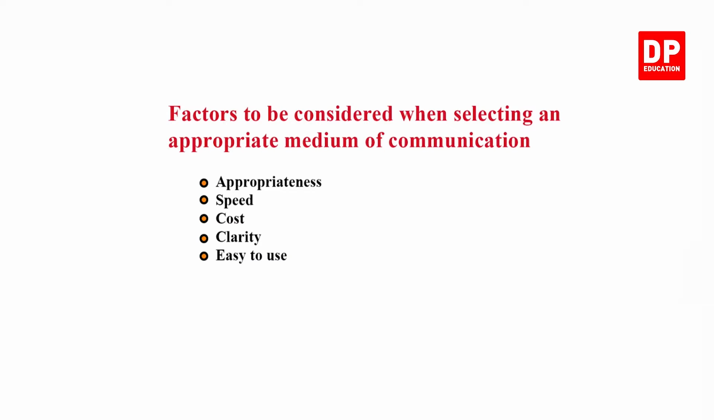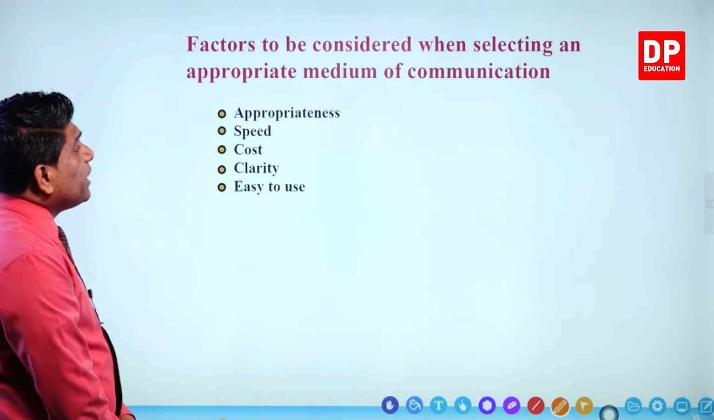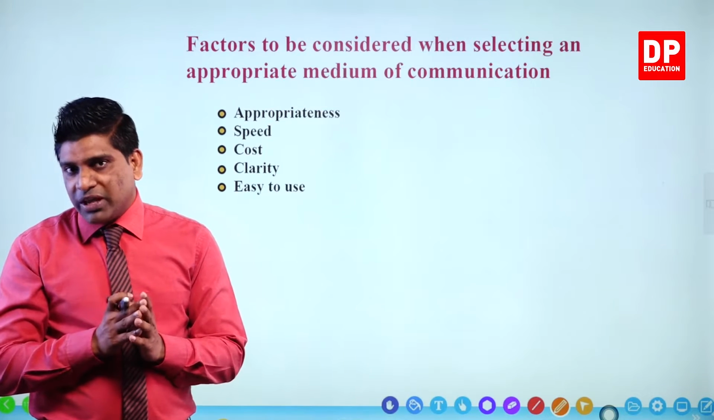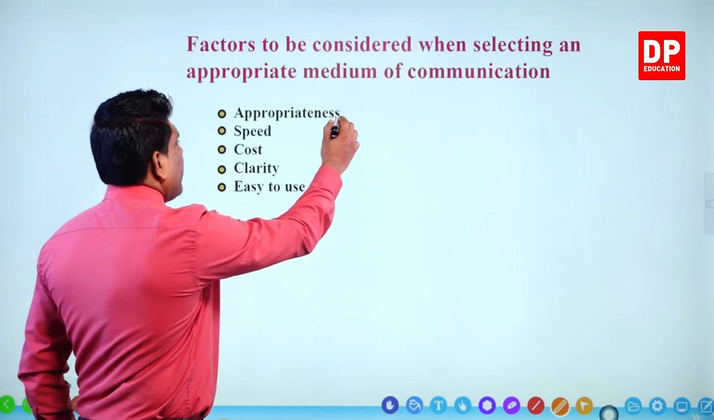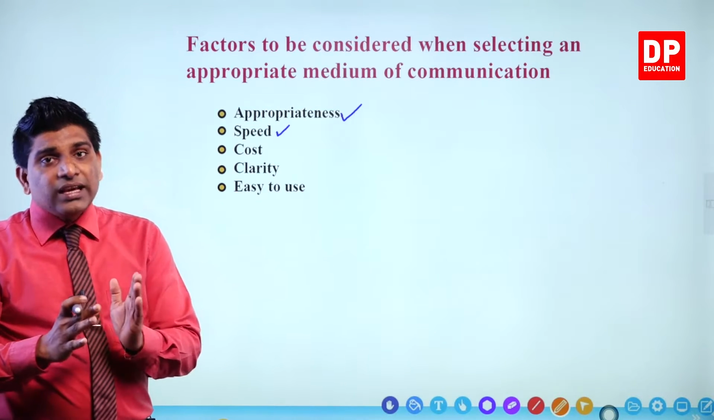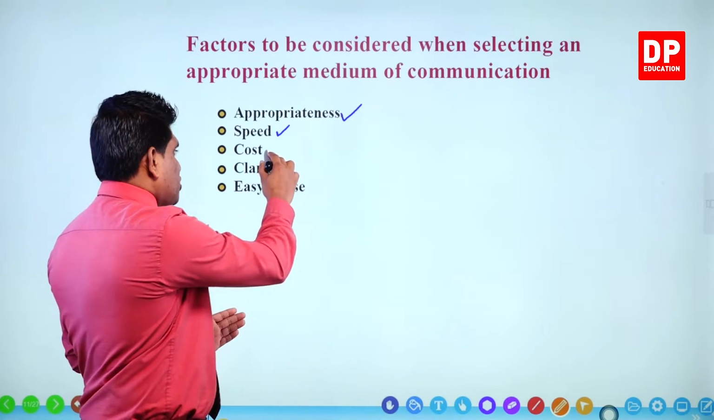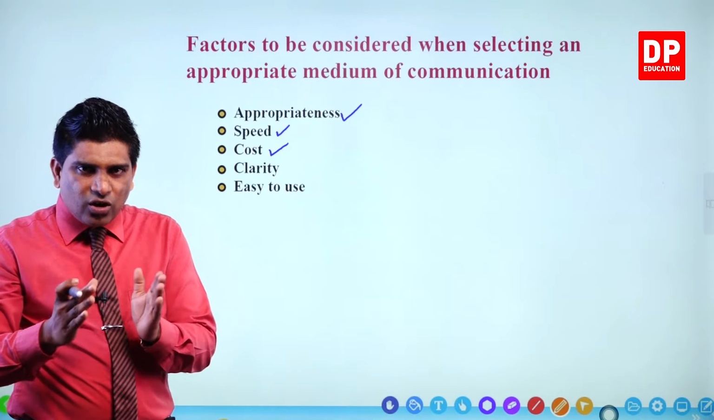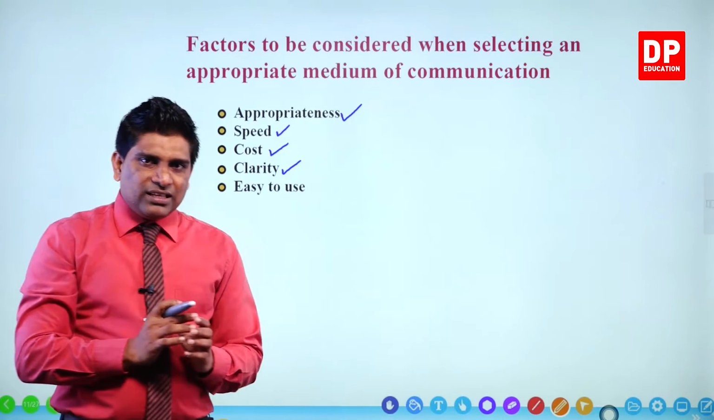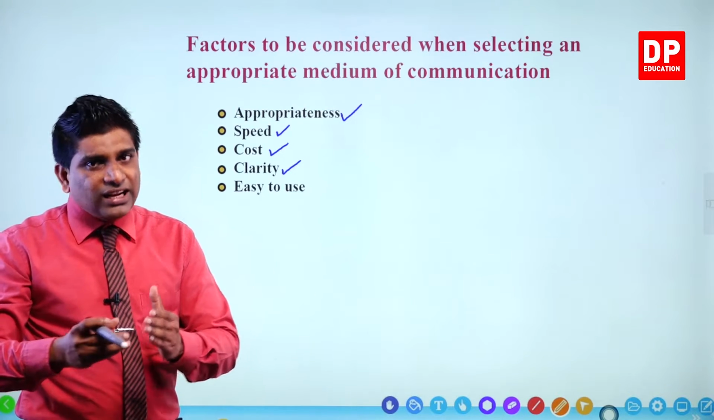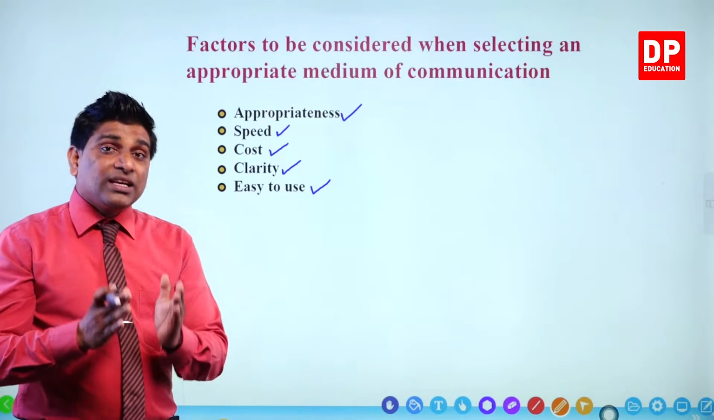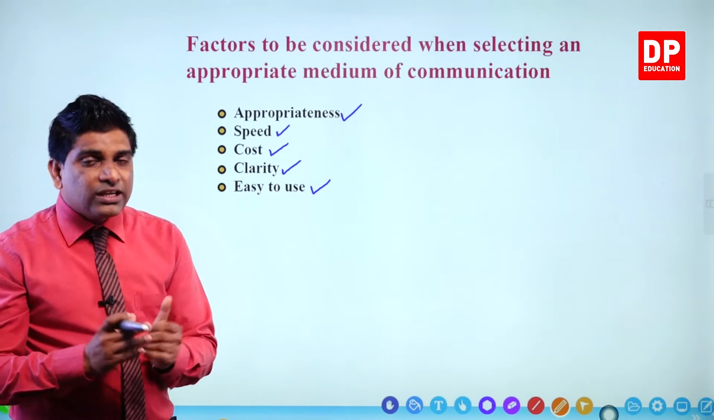Okay, right. Factors to be considered when selecting an appropriate medium of communication. Remember, when you decide to give a message to someone, what are the factors to be considered by you? First one is appropriateness. The other one, speed. Speed also has to be considered. The other one, cost. Sometimes when you make a call, it costs more than a text message, so you can think about the cost. Clarity: what you tell, the receiver can understand well. Then easy to use. Think about this point also. These are the factors to be considered when you are selecting an appropriate communication method.